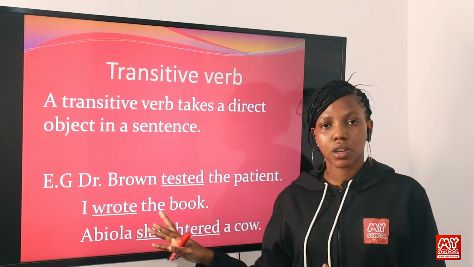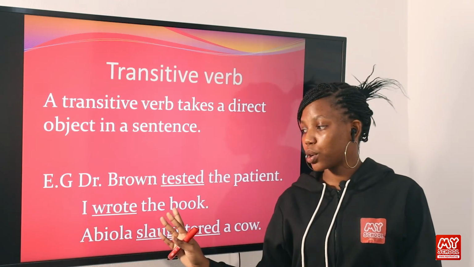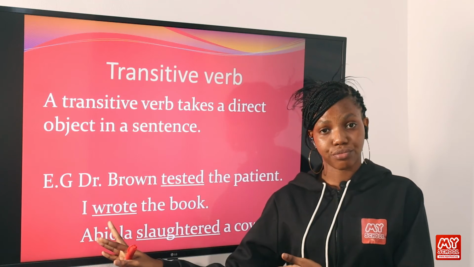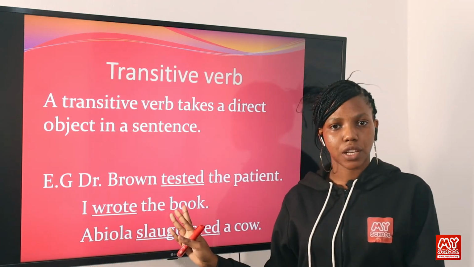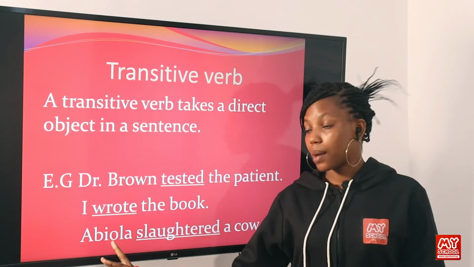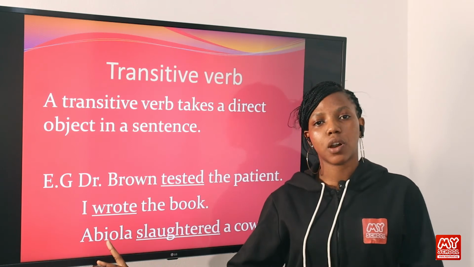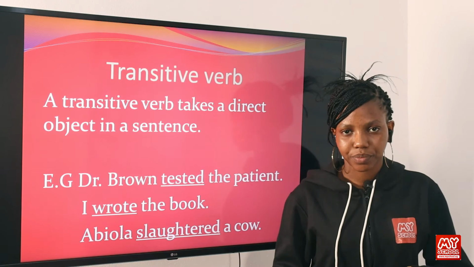I wrote the book. I is the subject. The book is the object. I is the one doing the action, which is writing or wrote, and the book is the receiver of the action. Abiola slaughtered a cow. Abiola is the doer of the action. The cow is the receiver of the action.